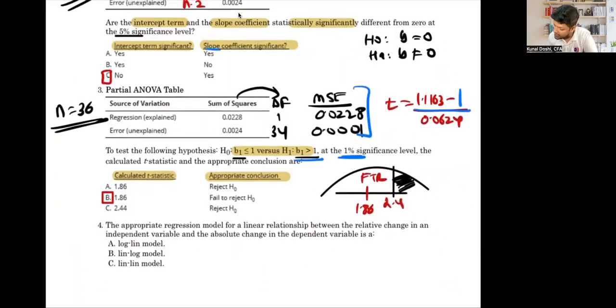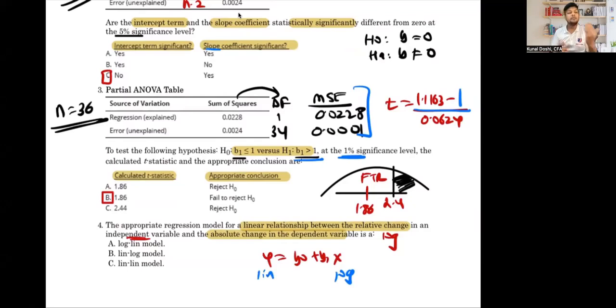Next, the appropriate regression model for a linear relationship between relative change, relative means log, in an independent. So guys, my independent X is Y equals to B0 plus B1 X. My X is relative, so this is log, and absolute change in dependent. Dependent is Y, which is absolute, that is lin. Which model will I use? I've already given you the hint. Lin log, lin log. Which one? B. B is lin log.